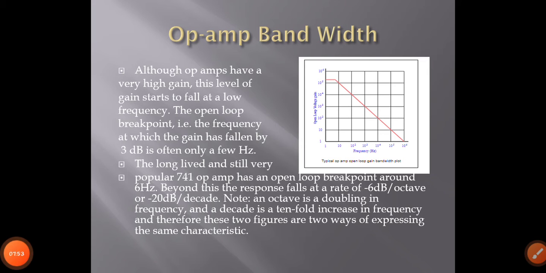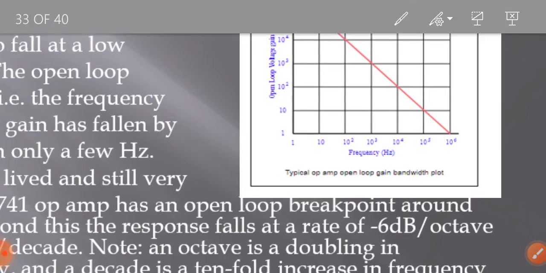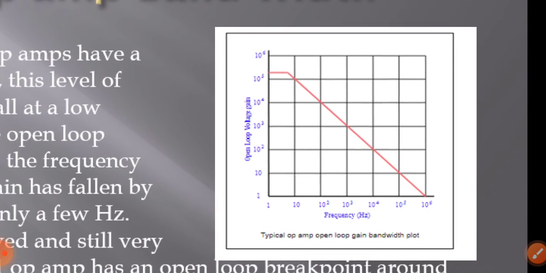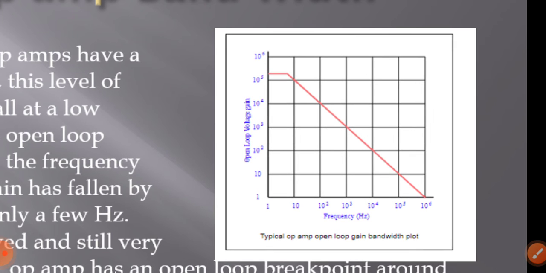Op-amp bandwidth. Although op-amps have a very high gain, this level of gain starts to fall at low frequency. The open loop breakpoint, that is the frequency at which the gain has fallen by 3 dB, is often only a few hertz. You have to see the typical op-amp open loop gain. Open loop gain bandwidth point is the minus 3 dB.